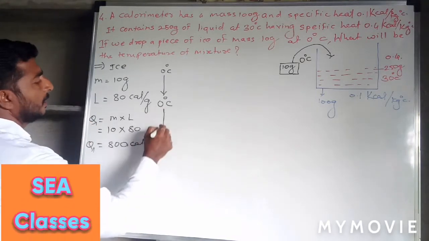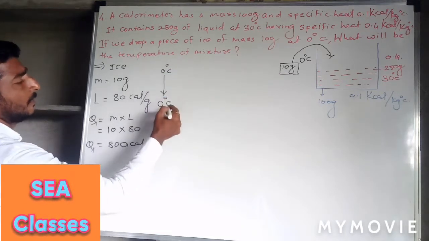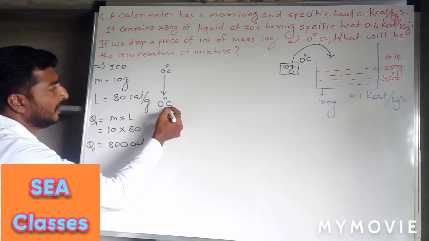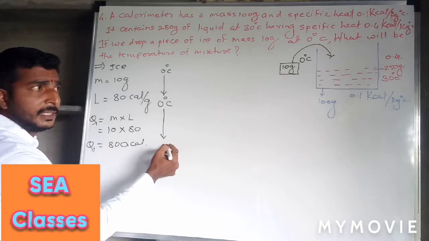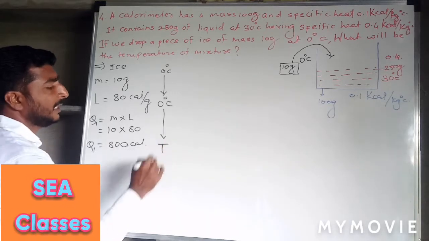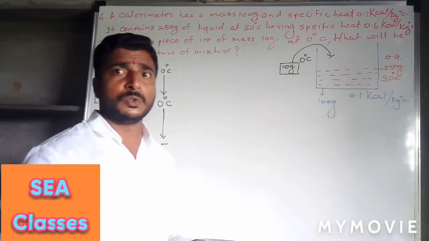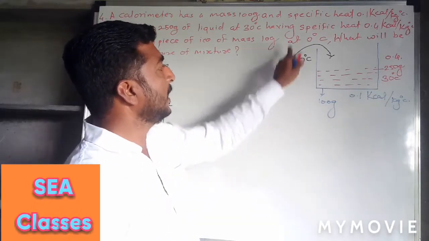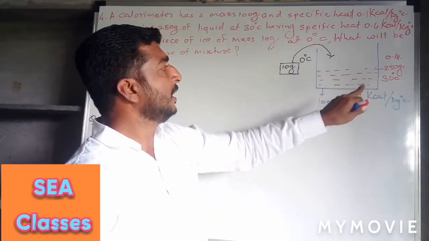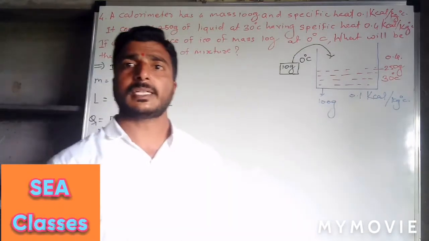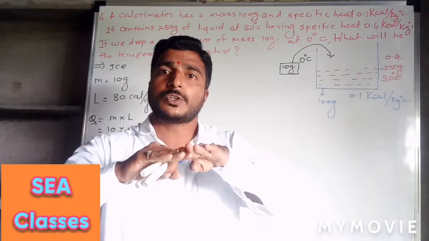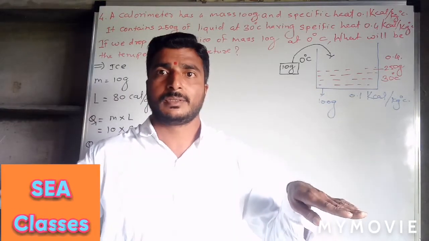Now further, what will happen? After the whole ice is converted into water, again the water will rise in temperature and reach a certain temperature T. You know that after some time, this ice, liquid and calorimeter are going to have an equal temperature.